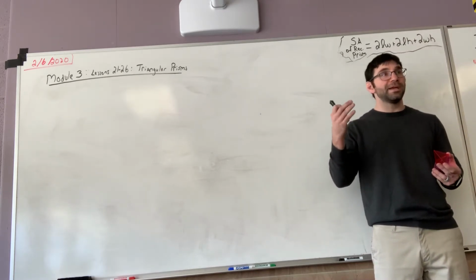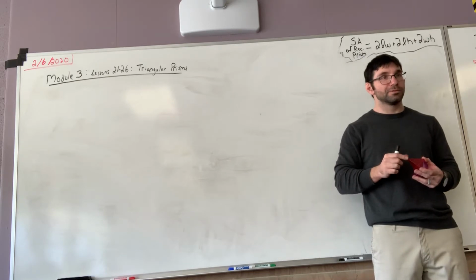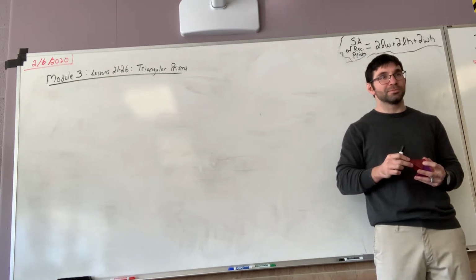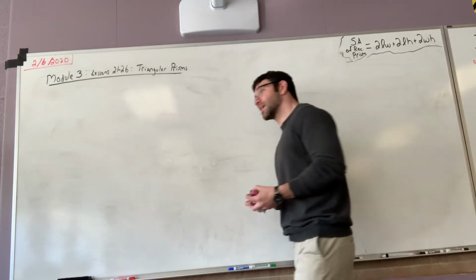What would both of the bases have to have as a shape if it's a triangular prism? Corbin, what's the shape going to be in a triangular prism? Triangle. Okay, so both bases have to be a triangle.